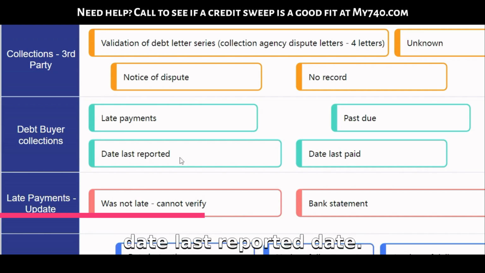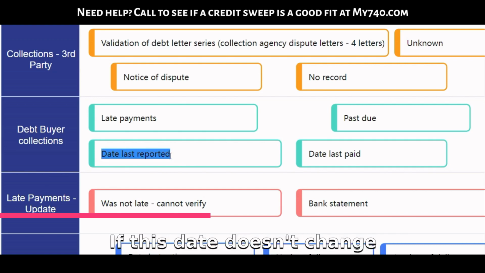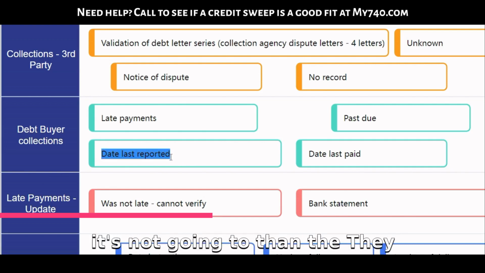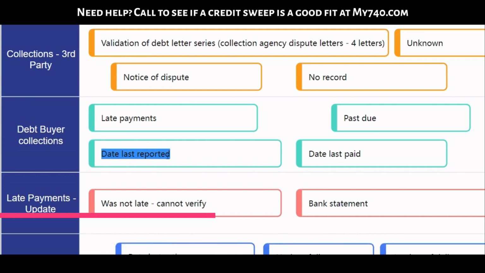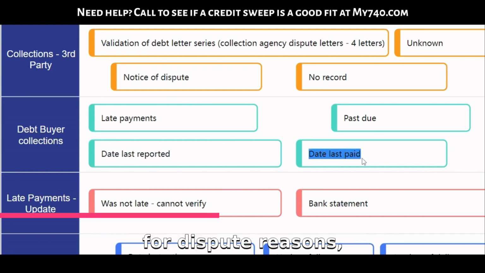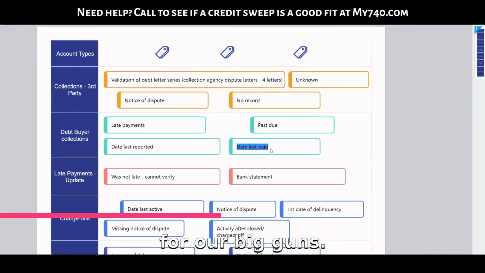Date last reported. Date last reported is when the Bureau said, hey, this is verified and our investigation is done. If this date doesn't change, which most of the time it's not going to, then that means they didn't do an investigation, because if they had, guess what? That date would have been updated. All right, so date last paid, as you know, this is at the top of our hierarchy for our dispute reasons for our big guns, okay?